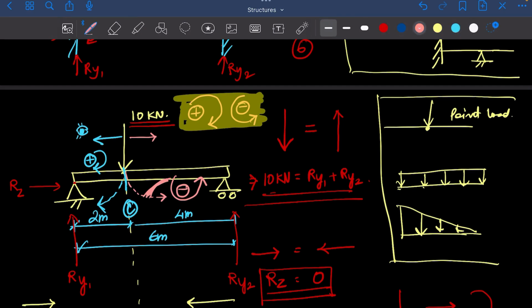Along with point load, since we're talking about signages, while you are trying to calculate and solve the equations, signages play a very important role. All right. So you're clear with the moment signage. Let's talk about vertical reaction ka signage.